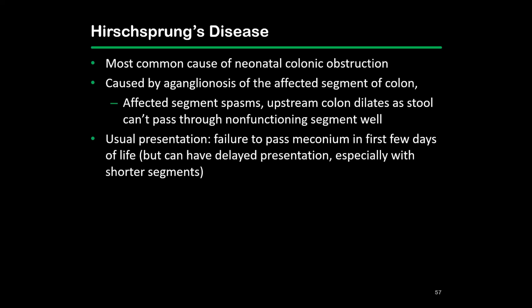It's caused by aganglionosis of the affected segment of colon. That affected segment spasms, and then everything upstream of it dilates because stool doesn't pass well through that segment. Usually they present with failure to pass meconium in the first few days, but sometimes they can have a delayed presentation. If it's a very short segment of aganglionosis, it may not be diagnosed until they're older.